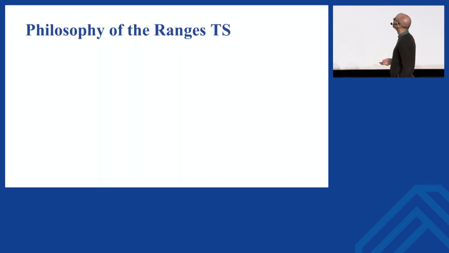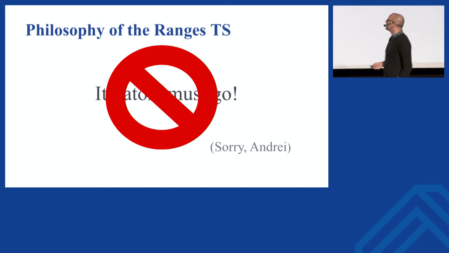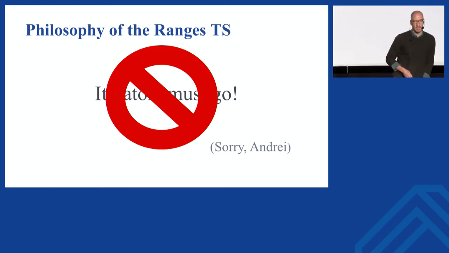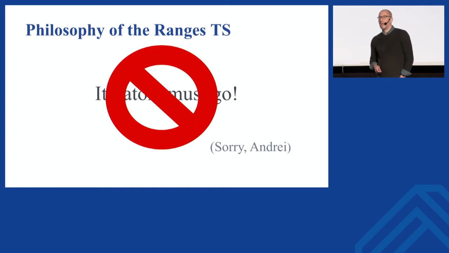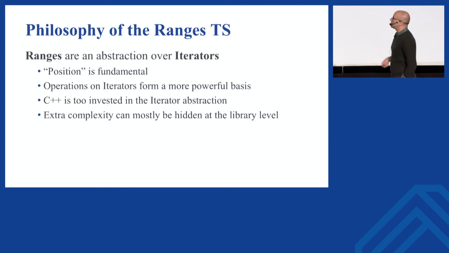Okay. So, the philosophy of the Ranges TS: iterators must go. No, actually, that's not true. Sorry, Andrei, if you've seen Andrei's talk about iterators must go. Iterators are a fundamental abstraction. The STL uses iterators to great effect, and I don't think anyone is interested in throwing away the community's investment in the iterator abstraction. So ranges are actually a layer on top of iterators.